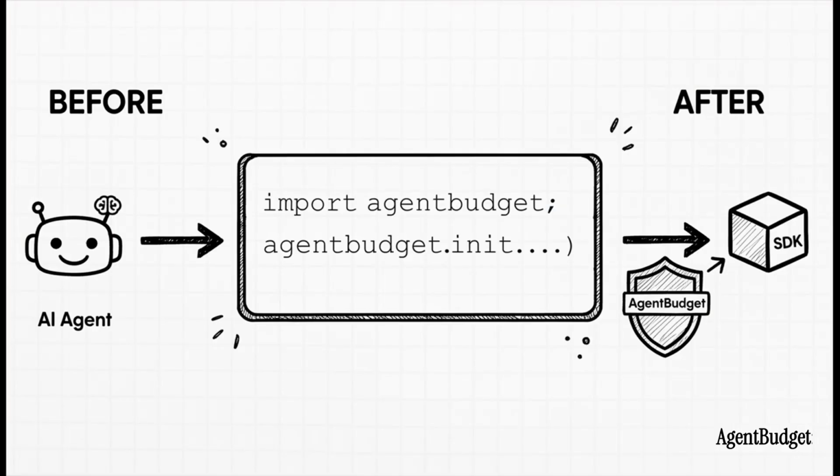And the magic is right here. It's simplicity. For most use cases, this is literally all the code you need. You import the library, you initialize it with a budget, like $5. That's it. From there, AgentBudget automatically monkey patches the official SDKs from OpenAI and Anthropic, intercepting every call without you having to change a single line of your existing agent code.